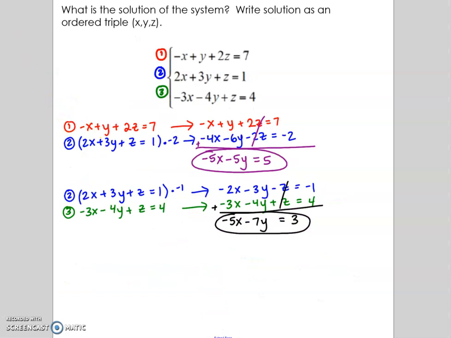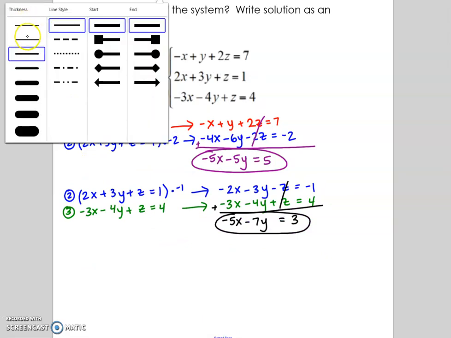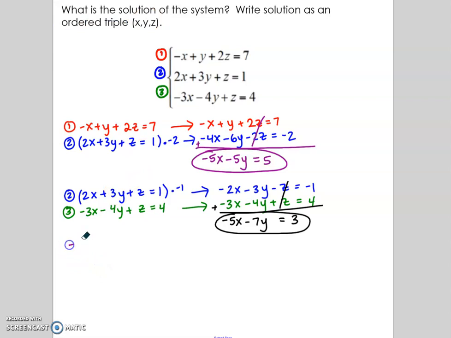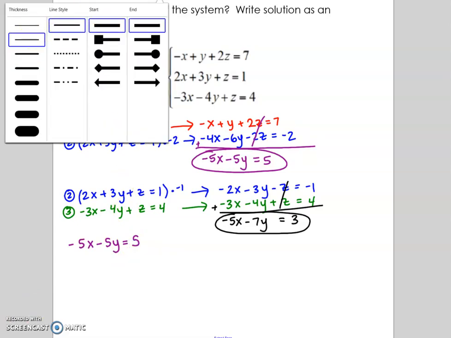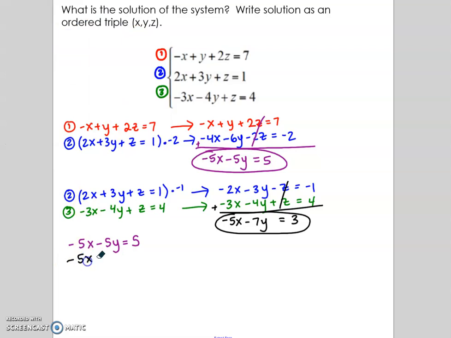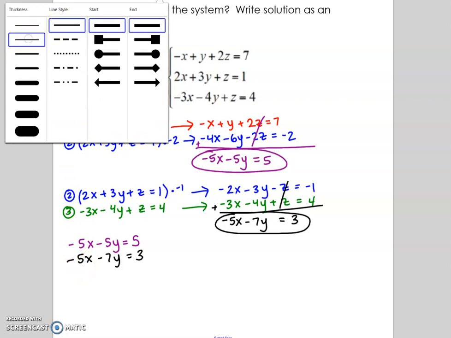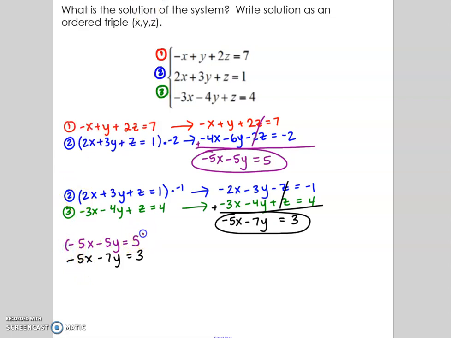So now what I'm going to do is stack those two new equations and eliminate a variable there. So I'm going to stack up negative 5x minus 5y equals 5 with the other equation I created, which is negative 5x minus 7y equals 3. So I can see that the x's are probably good to get rid of here because they have the same number coefficient, but the signs are not opposite, they're the same. So what I'm going to do is multiply one of these by a negative. So I'm just going to multiply the first equation. Let's put a negative 1 in the front.